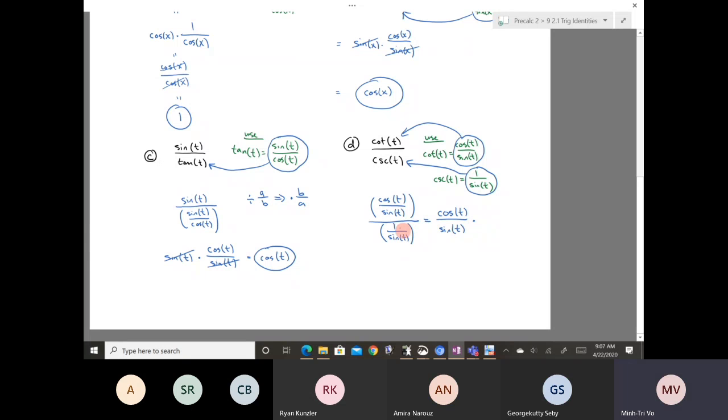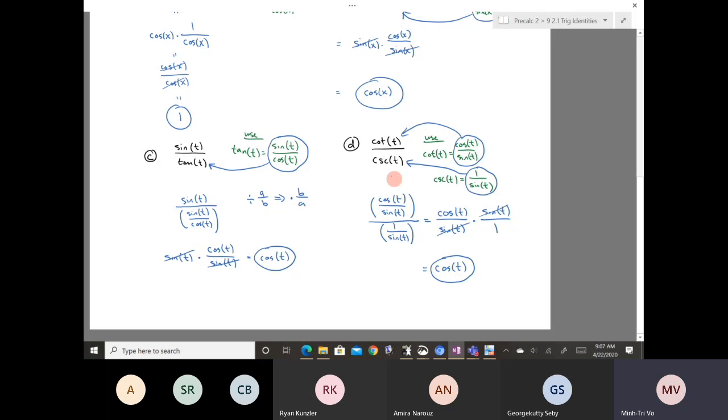And then times the reciprocal of the denominator. So sine over 1. And then again, I have a sine on top and a sine on the bottom, so this cancels with this. And then all I'm left with is cosine. And I can't do anything with the cosine, so I just leave that alone.